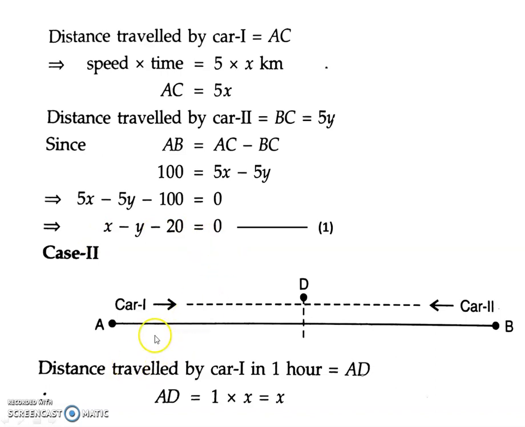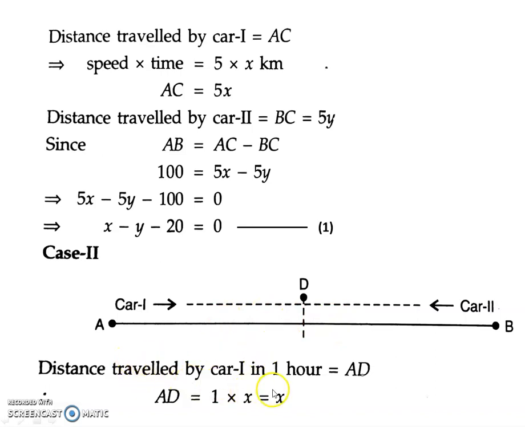Now in the second case, cars are going in opposite directions. That means car 1 is coming like this and car 2 is coming this way. So they will meet somewhere at the point D, which is within the distance AB. Somewhere in, not exactly in the middle. This is not the center because their speeds are different. So D can be here or here depending on whose speed is more.